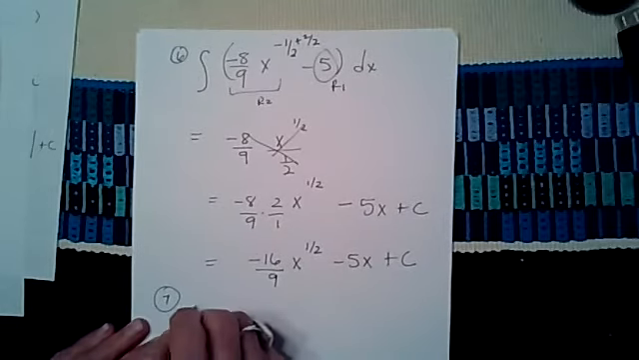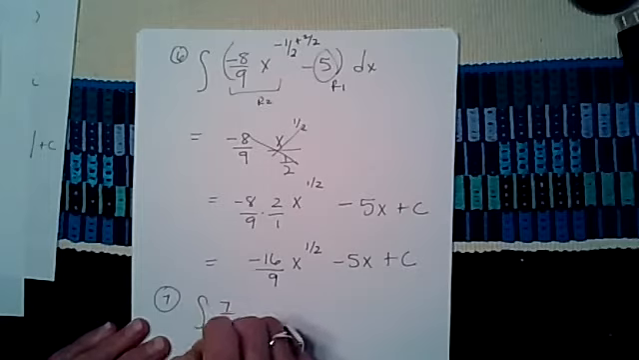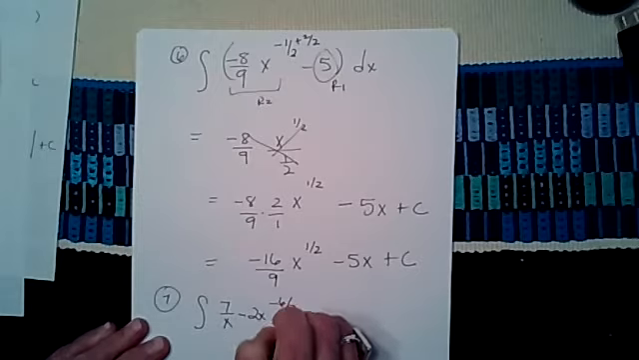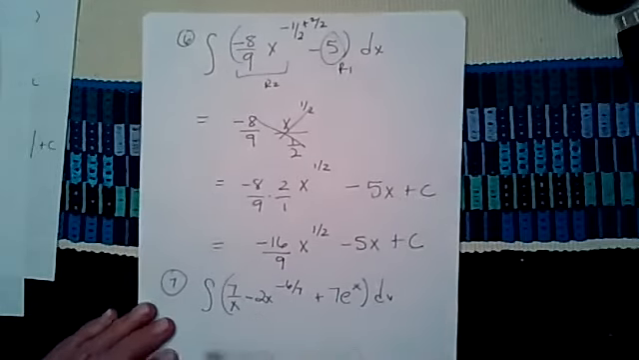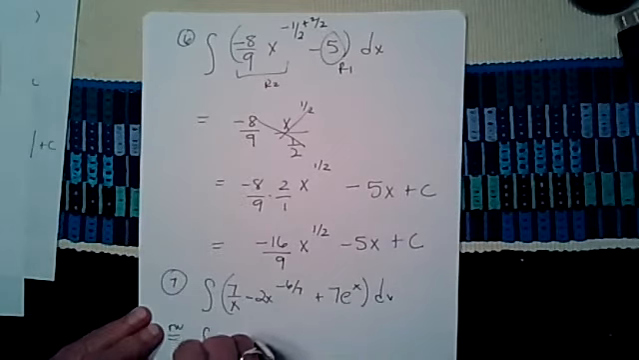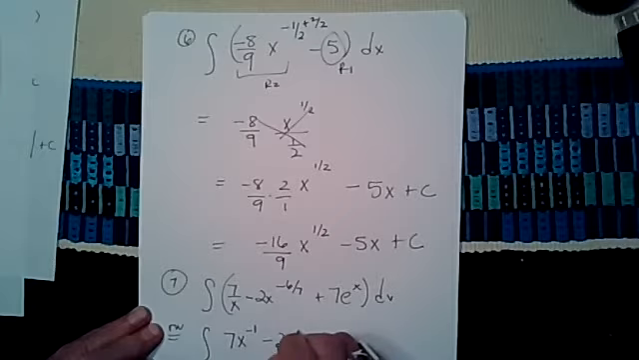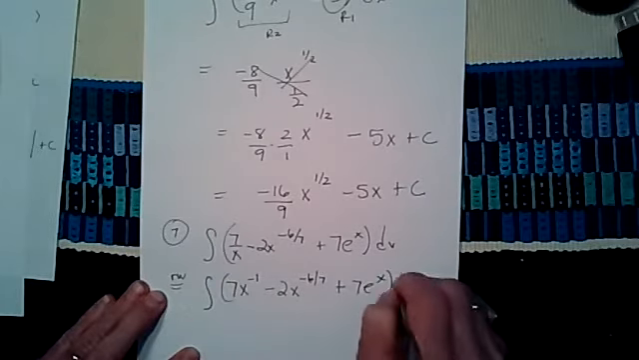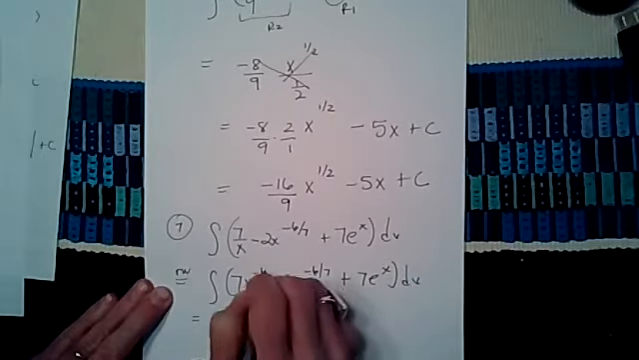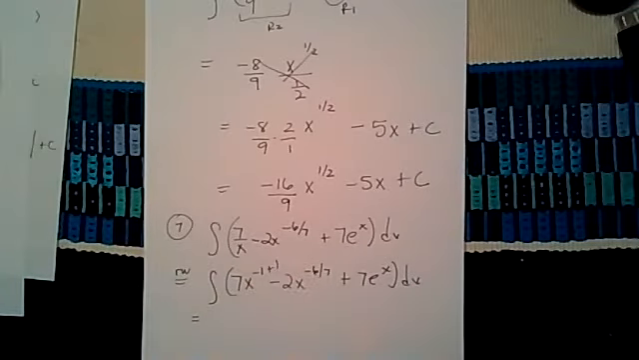So question 7 is the integral of 7/x minus 2x to the -6/7 plus 7e to the x dx. All right, well, I do have an x in the denominator, so I'm going to rewrite this as 7x to the -1 minus 2x to the -6/7 plus 7e to the x dx. So that gives me, when I add 1, what happens? I get 0 divided by 0.